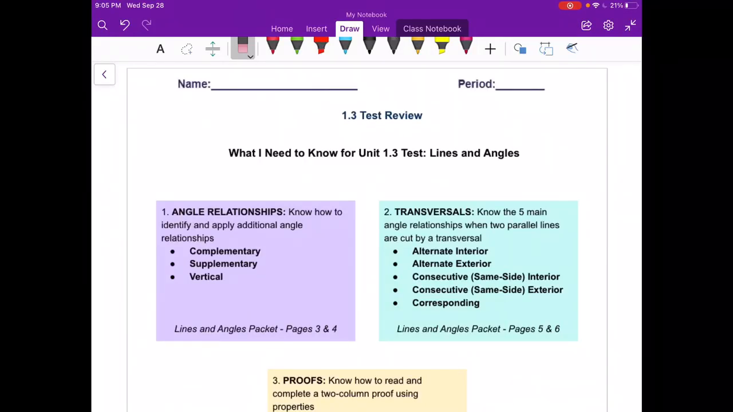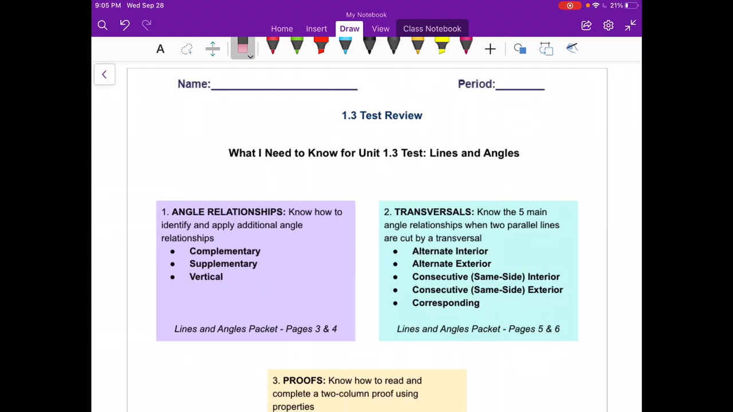Hello everyone. Let's get straight into the 1.3 test review. Now, before we actually get into the questions, I just want to preface this by saying that Unit 1.3 is in fact all about lines and angles.